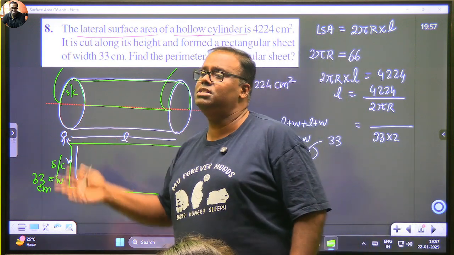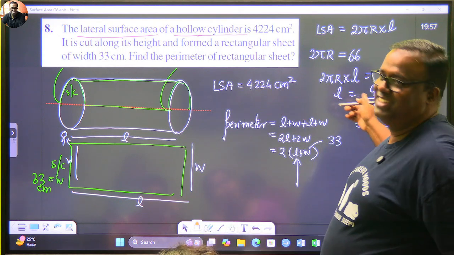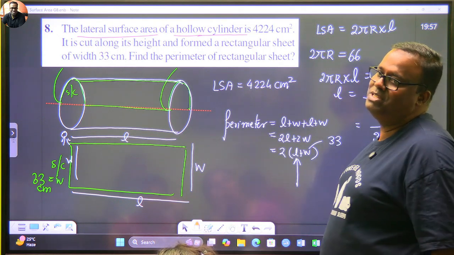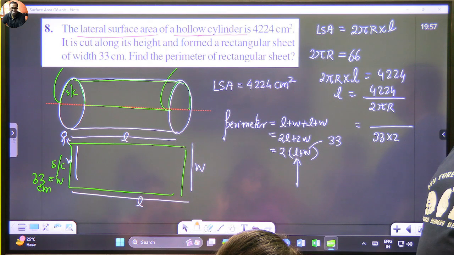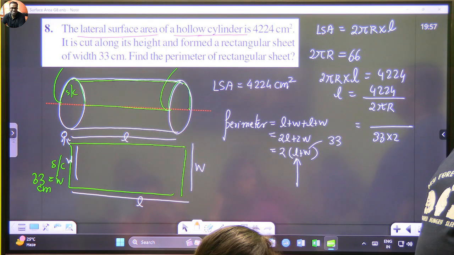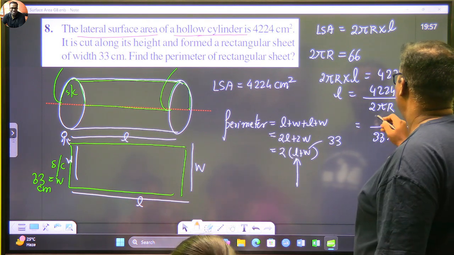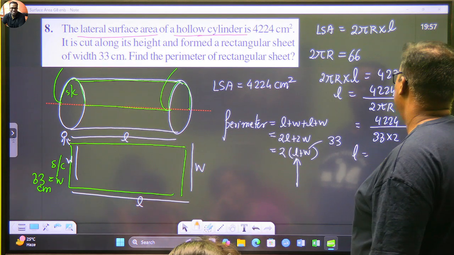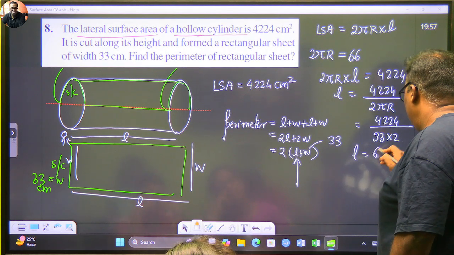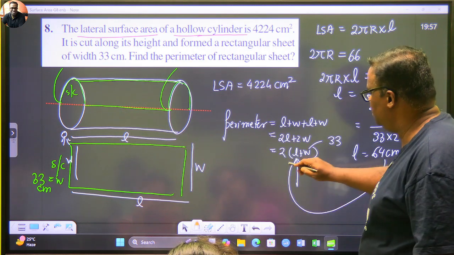हाँ, तो पूरा 66 तक तो समझ में आया है, फिर नहीं क्यों बोल रहे हो? So 2 pi r will be 66. Have you understood? हाँ? किसका? हाँ, तो लेंथ निकालो कितना हुआ? 4224. So how much has the length come out to be? 64 centimeter.